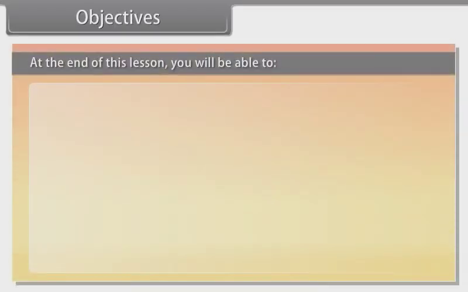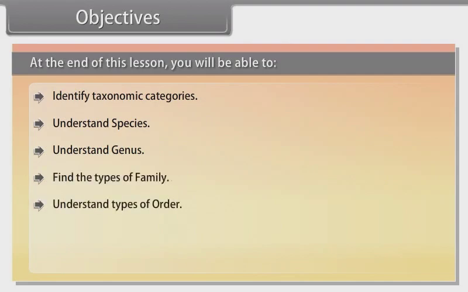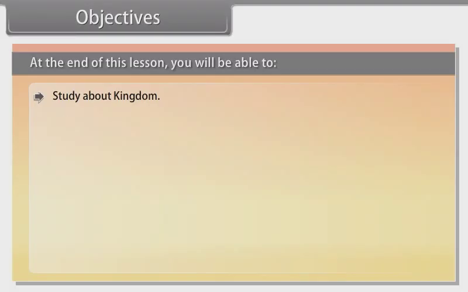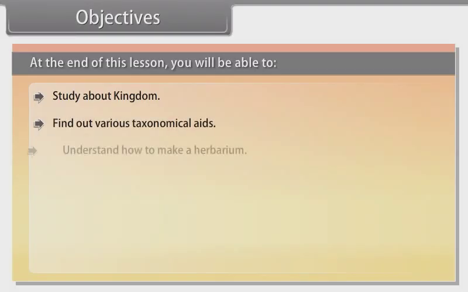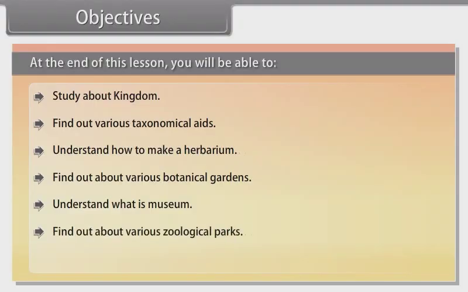Objectives. At the end of this lesson, you'll be able to identify taxonomy categories, understand species, understand genus, find the types of family, understand types of order, understand class, understand phylum, study about kingdom, find out various taxonomical aids, understand how to make a herbarium, find out about various botanical gardens, understand what is a museum, find out about various zoological parks, and understand what is a key.